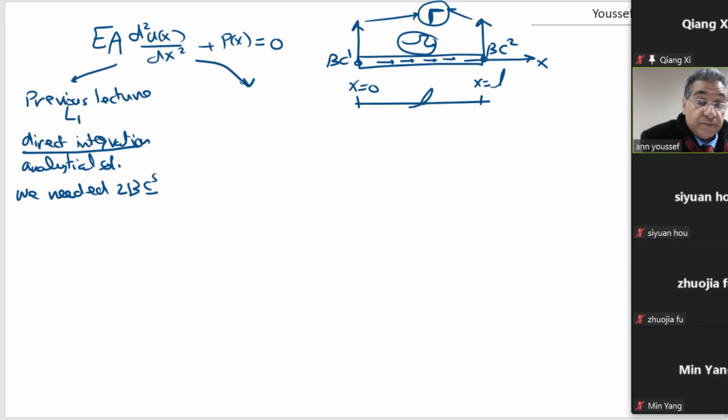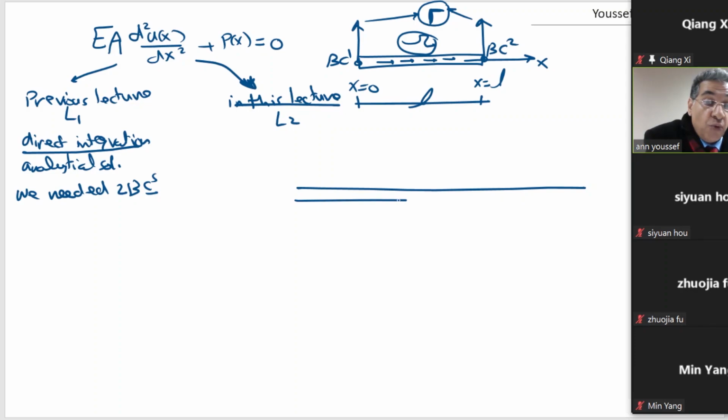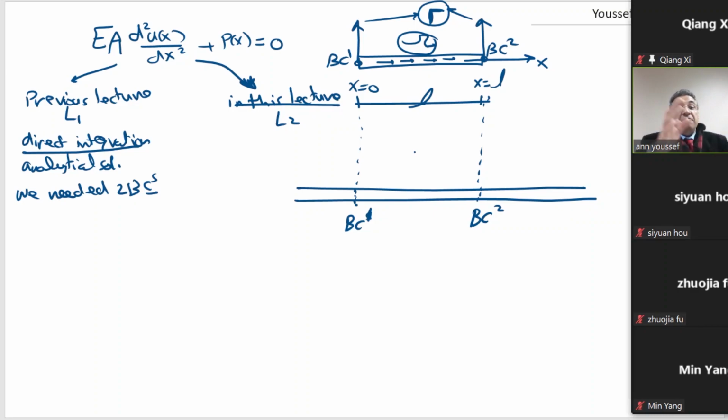But in this lecture, what we did is start to think in a different way. We said, actually, mathematically, this bar is an infinite bar. We are going to rebuild this bar again. It is an infinite bar, but it is defined at this point by a certain boundary condition, boundary condition number 1, and at this point by boundary condition number 2. And this bar here is a part of an infinite bar defined by two boundary conditions.